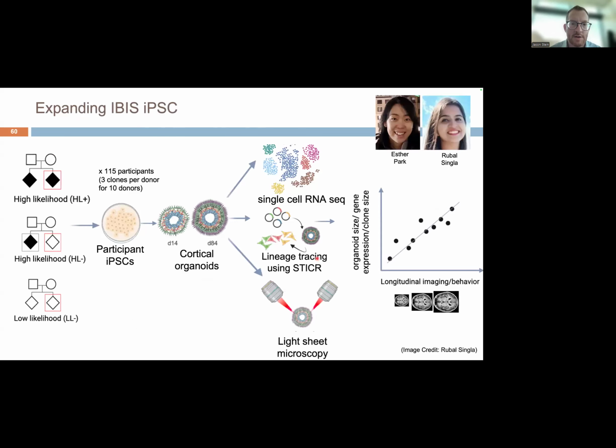So currently, we're expanding our approach from just the 18 participants in the study to 115 different participants, which we're differentiating now. And we're acquiring different measures like single-cell RNA sequencing, lineage tracing, and light sheet microscopy to evaluate these in vivo and in vitro comparisons.